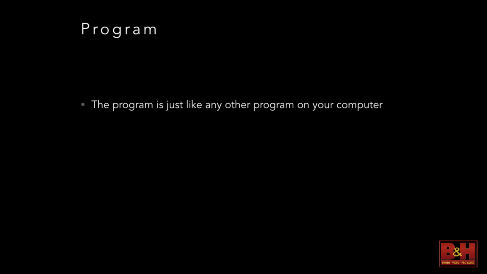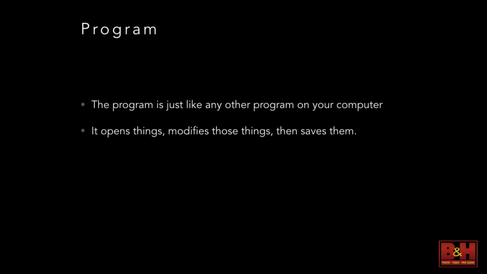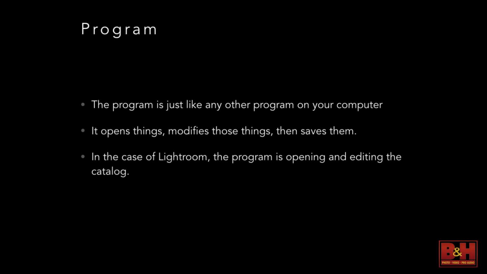Just like any other program on your computer, Lightroom is no different. There's no fanciness about it. It's just an application. It opens things, it modifies those same things, and then it saves them to the computer, just like all programs do. In the case of Lightroom, the program's opening not your photographs, but actually the catalog. And this is the thing that a lot of people don't understand. When you're working with Photoshop, you go File, Open. You are navigating around your computer to open a specific photograph, a specific image. In Lightroom, we're actually opening the catalog, that third piece that we need to talk a little bit about, which can present some interesting problems.